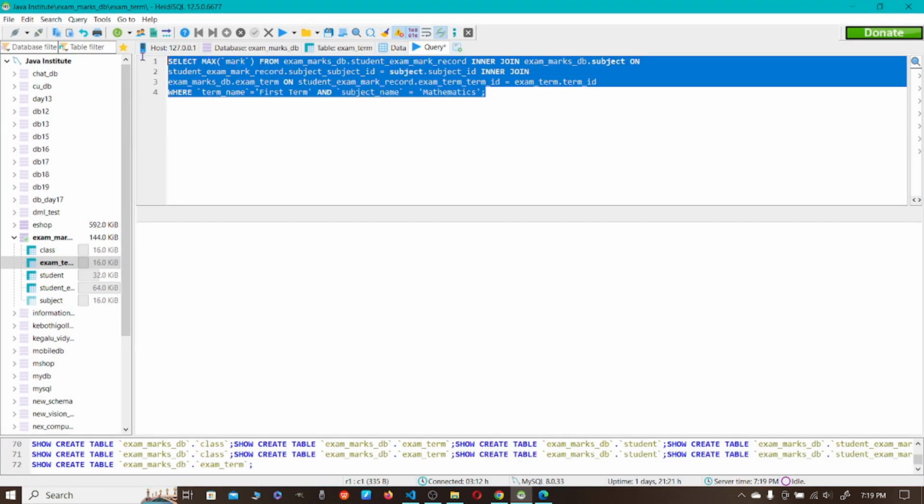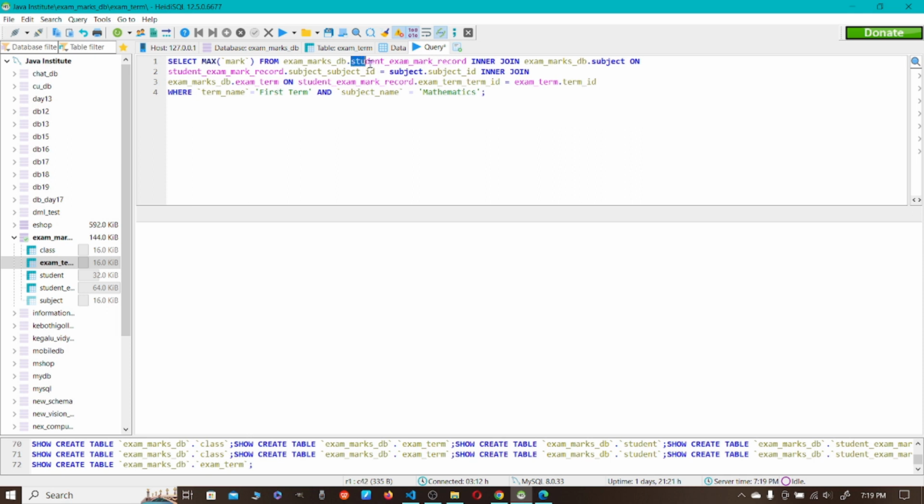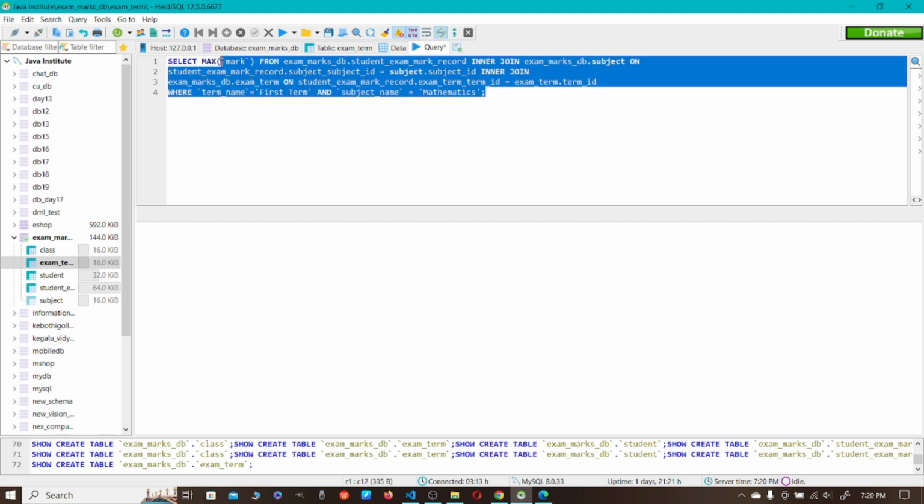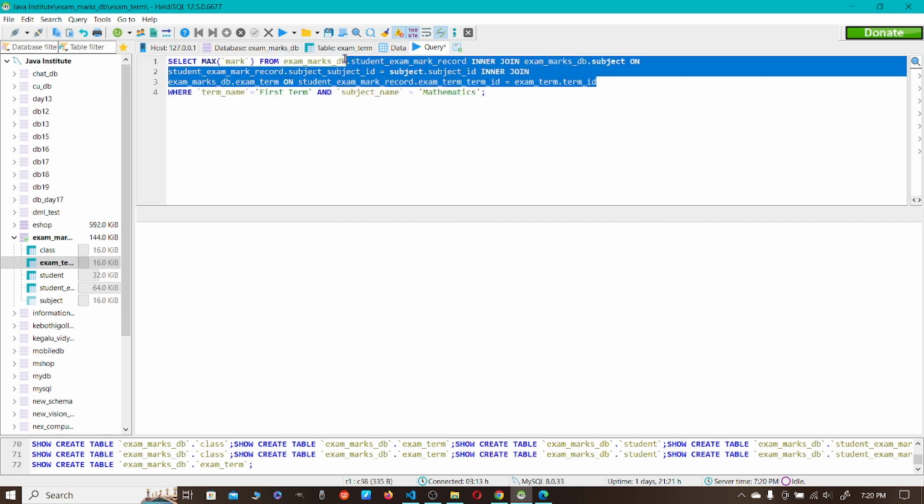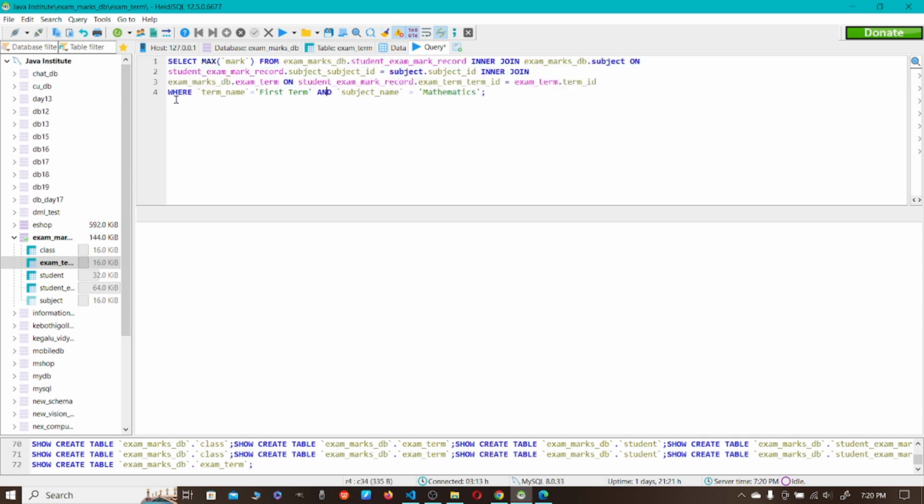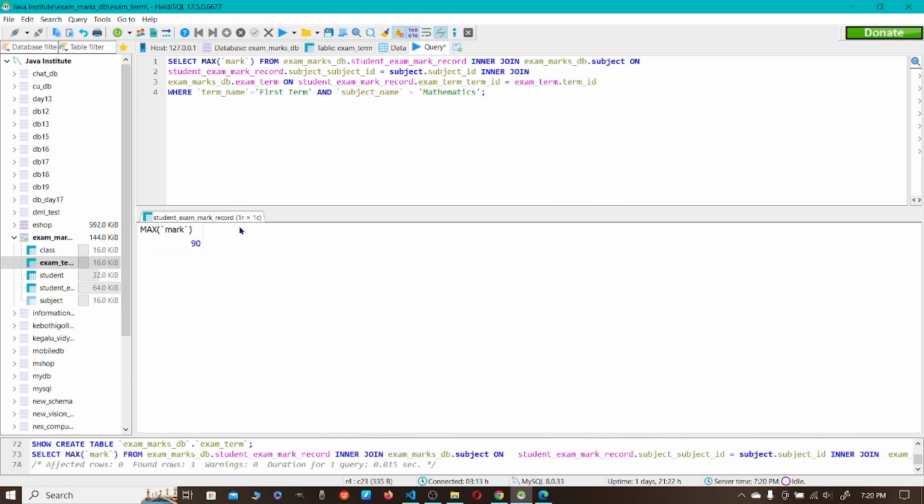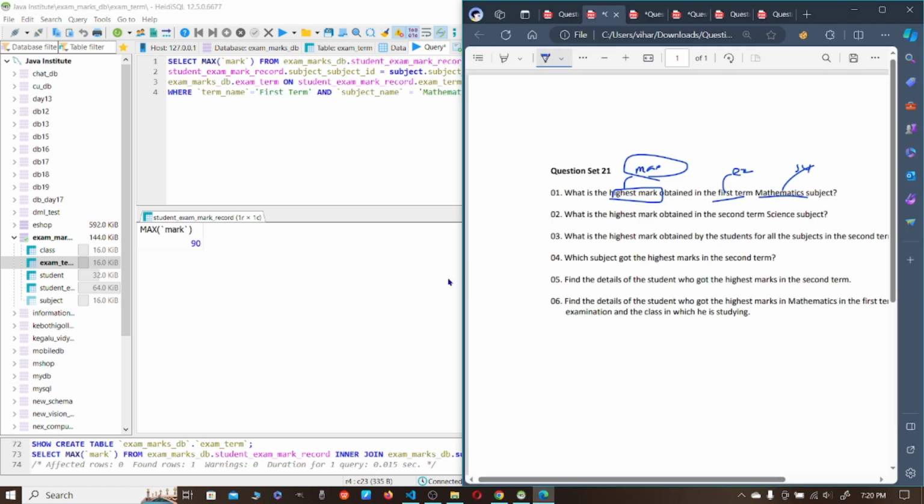So this is our query. We now join these two tables, the student exam mark record table and the subject table, and then we inner join the exam term table to that inner join table, and from that table we get the maximum mark. So let's execute our query. As you can see, we got the answer as 90. And let's see the next question.